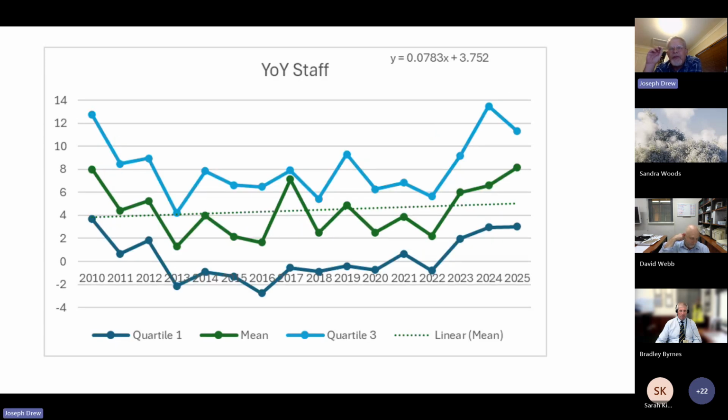Now let's have a look at the three big components of expenditure: staff, depreciation, and materials and contracts. So look first at staff. So once again, you've got the average there. It's a dark green line. Quartile 1, 25% of councils are below that. The dark blue line. Quartile 3, 25% of councils above that line. I've put in also a dotted trend line. You can see that staff costs year-on-year percentage growth is actually increasing.